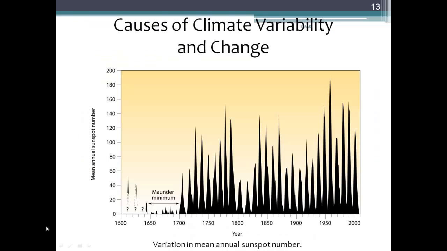This graph shows the variation in the mean annual sunspot number, so solar activity. It's believed that there's a relationship between solar activity and Earth's climate, though we don't understand that at this time, it does seem to be the case. And you can see the sun goes through regular periods of activity and inactivity.